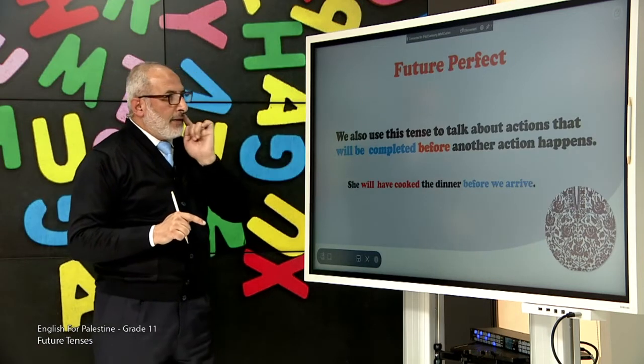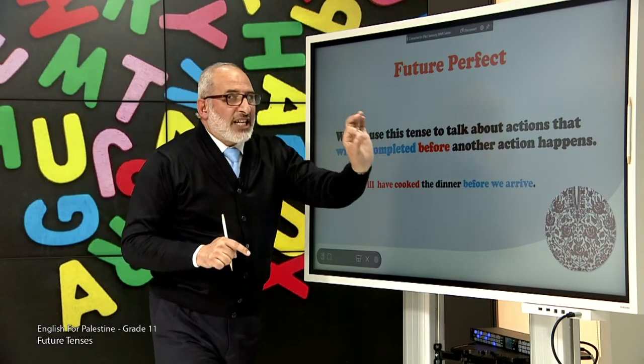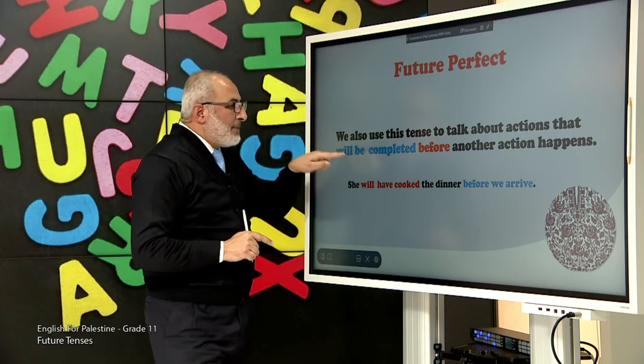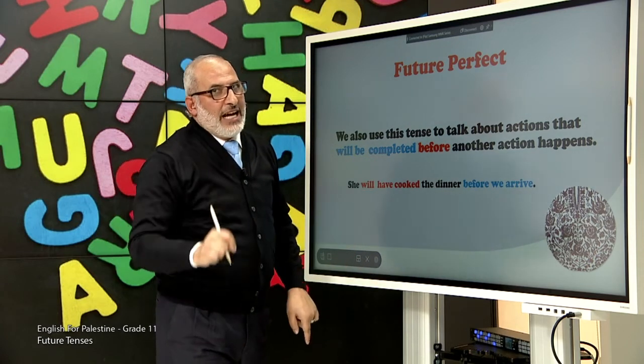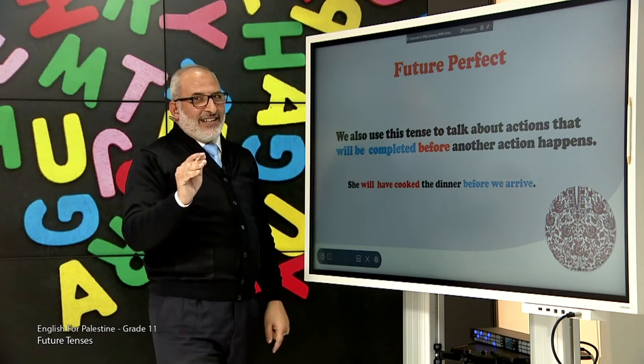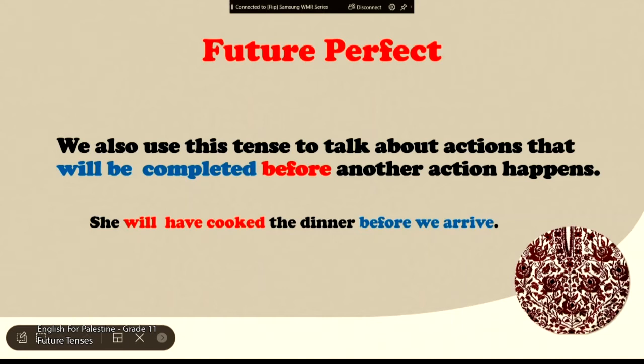The second one is we also use this tense to talk about actions that will be completed before another action happens. Be careful here. Again, to talk about actions that will be completed before another action happens.